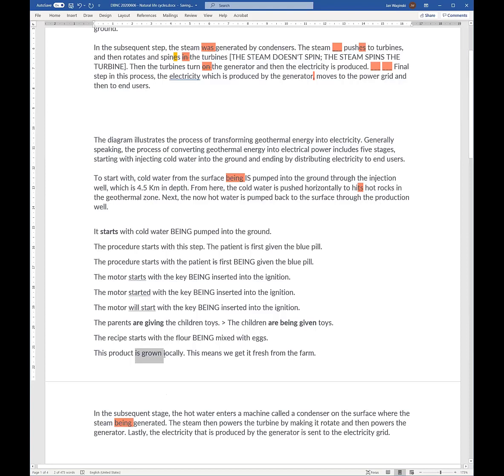Farmers grow this product locally. When your subject is "farmers grow," that's not a very good subject because it's too obvious, so we get rid of it and change it to passive voice. This product is grown locally.